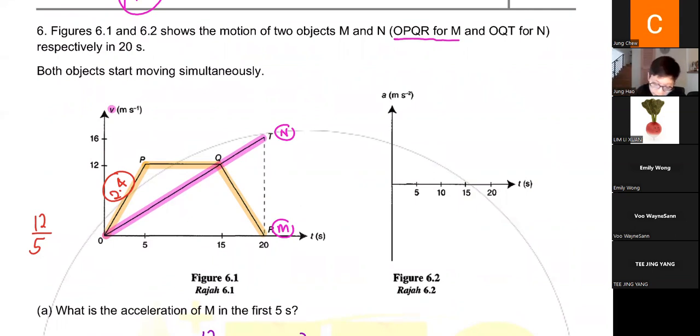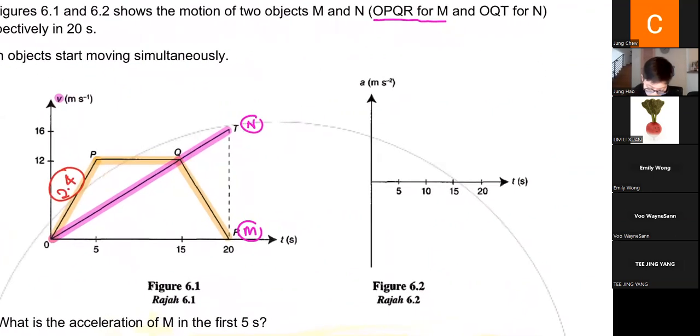We draw OQT first. It's easier to draw the pink colour one. What's the acceleration for N? We have the whole thing like a triangle here, right? So this is 16, correct? The bottom part is how much? 20, correct. So we just say it's 16 divided by 20. The answer is 0.8 for acceleration. So it's a constant acceleration. I can just draw straight across until 20 here. This is N, at 0.8. This is very, very easy, guys.